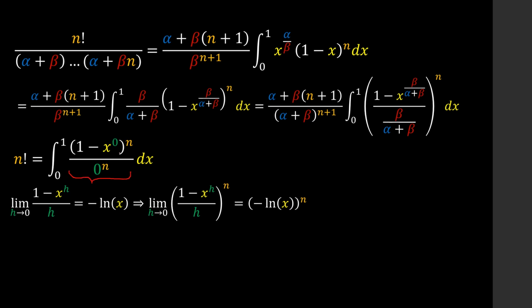It just means the limit as h approaches 0, well, we don't even have to write the limit, but if we imagine this as the limit as h approaches 0 of 1 minus x to the h over h, to the n, then it's just going to be minus ln x to the n. So we can replace this by minus ln x to the n. And that's what we end up getting. So the argument is quite sketchy, but this here is actually true. It's surprisingly true for a certain amount of numbers. It's not true for all the real numbers.